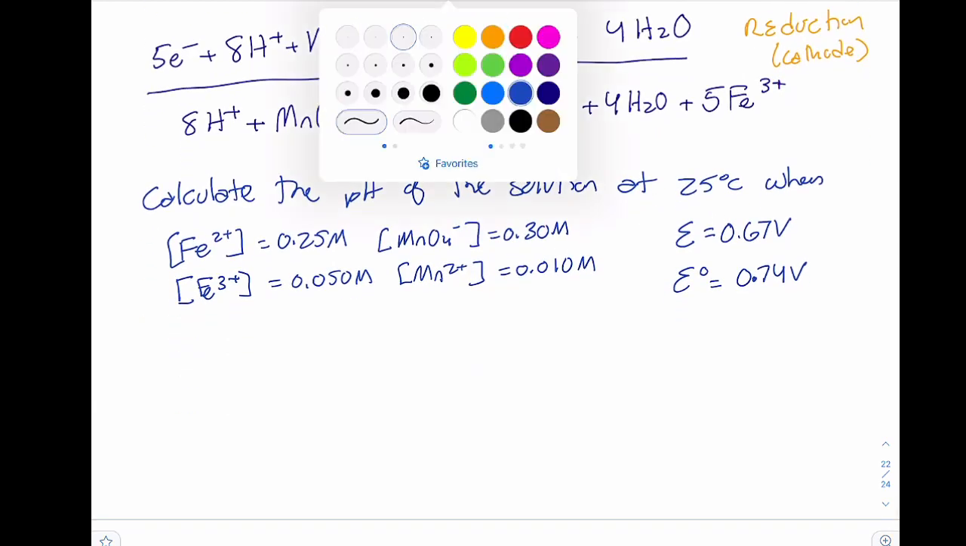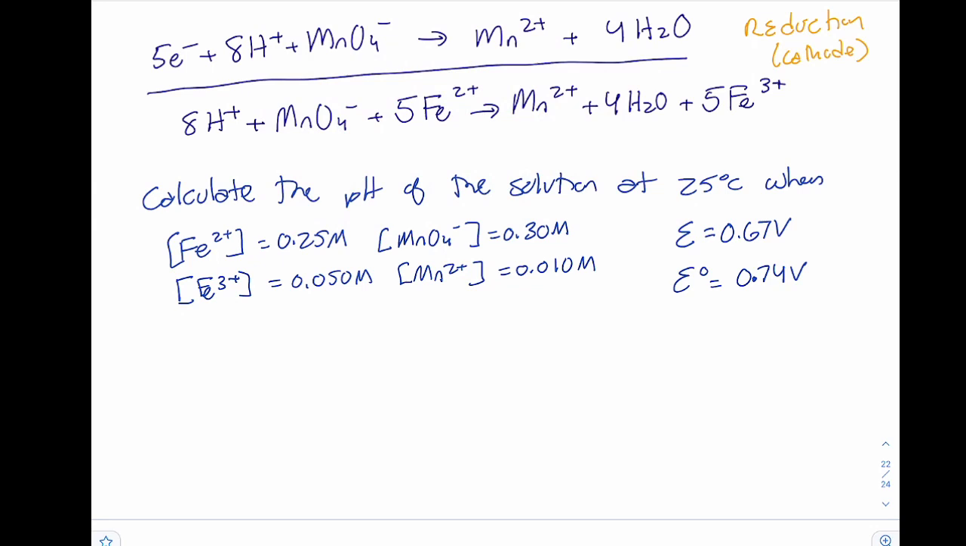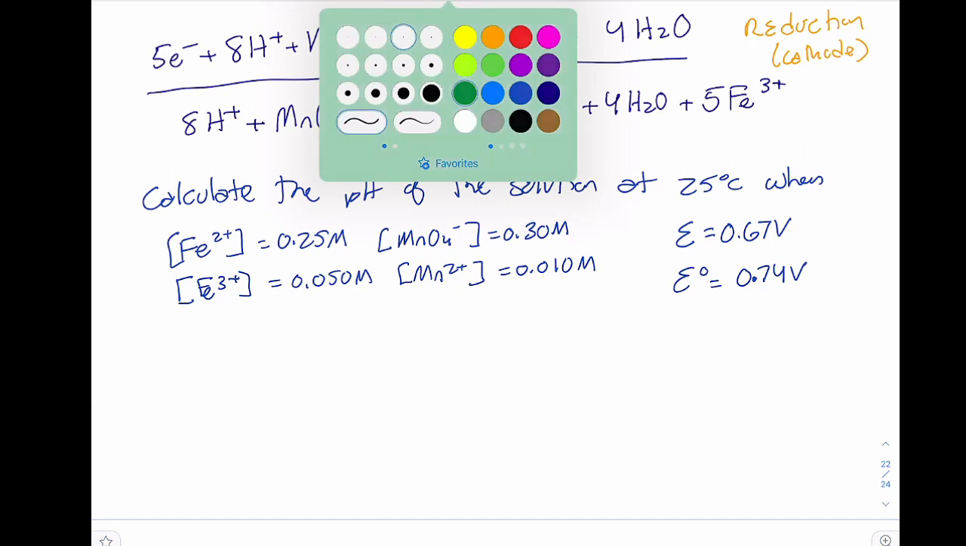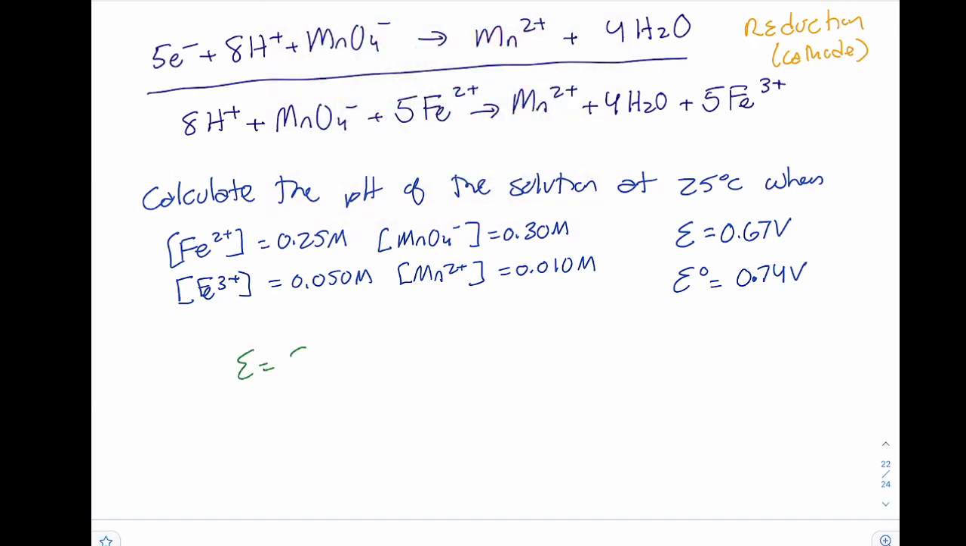So our equation, let's just kind of try to figure out how we're going to get pH from this, right? I know that I have a cell potential, I have a standard cell potential, I have concentrations, I have a temperature that is standard. So the equation that we can use is this one.